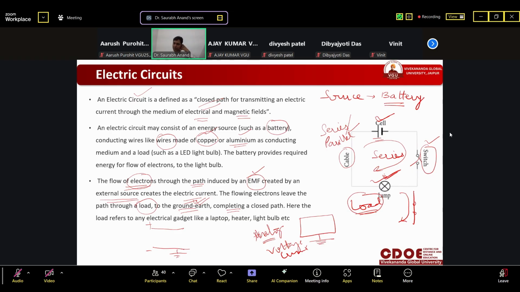Like this. If this cell is there, current will flow from positive to negative. If this is not connected, the circuit will not be completed. Clear? Similarly, in any circuit, any voltage source we are using, ground or earth should be there. So it is shown like this. If it is not there, the circuit will not be completed and the current will not be flowing. So this ground is completing the closed path or circuit.